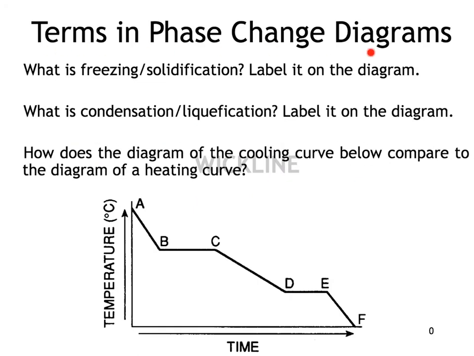So as we talk about phase changes, we need to use the right terms. They will be very similar to the ones in heating curves, but in reverse. Freezing and solidification is section DE. It is what happens when liquids change to solids. And it also has a synonym with fusion. So fusion is also the same thing as freezing and solidification. Likewise, condensation and liquefaction are here. It's what happens when gases change to liquids.